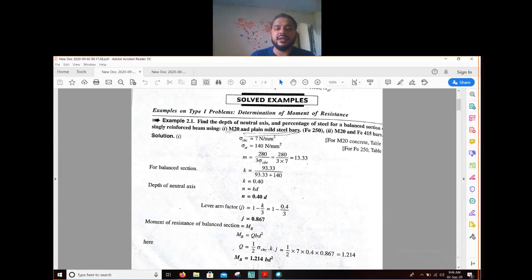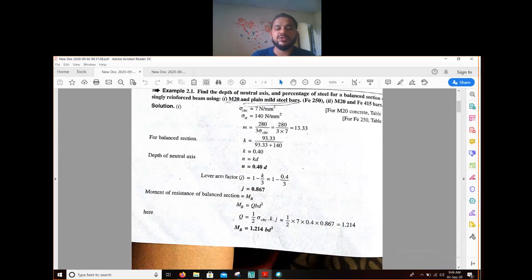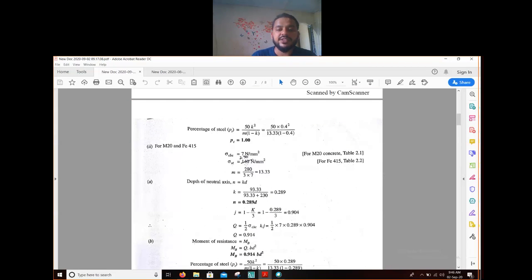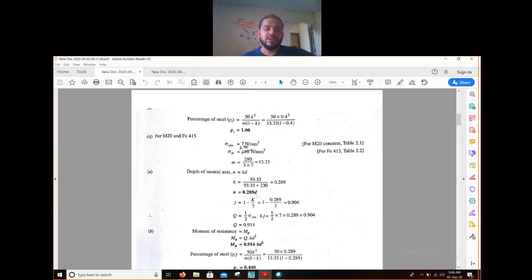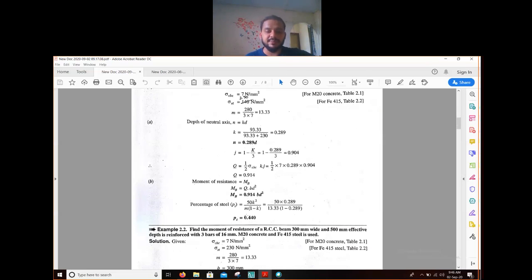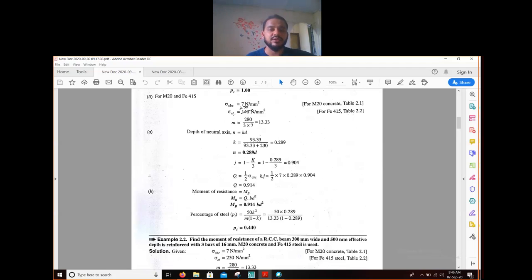So the remaining part is the same. You have to use the same formulas. Everything is the same. See here, sigma st equal to 230. You have to find out n, then the same formula, n equal to kd. Put the value of k, put the value of sigma st. Everything is the same. So I will not discuss this part again because I have already discussed it in the first problem. Only this sigma st value is different.